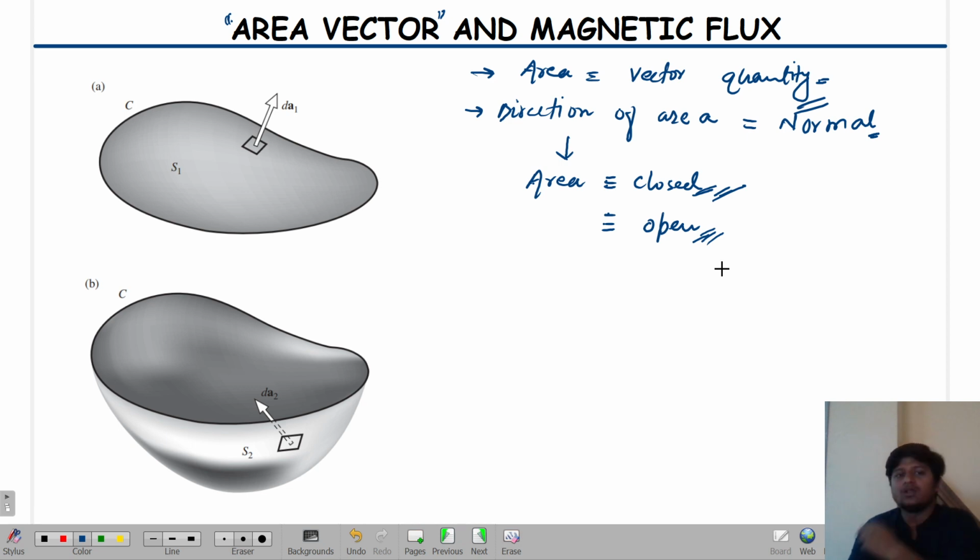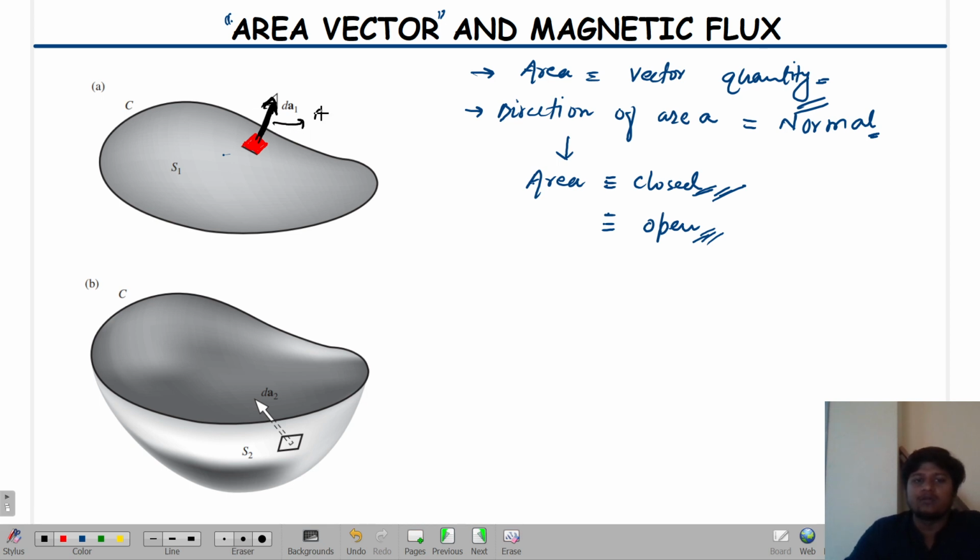Yes or no? Now, let's suppose we have some kind of surface. In this surface, I selected one smaller region, and I wanted to know the area of this region or the direction of this region. What will I have to do? I'll have to first draw the normal. Do I have to draw the normal or not?